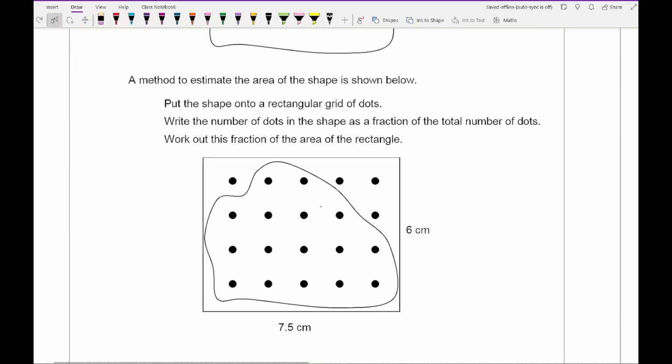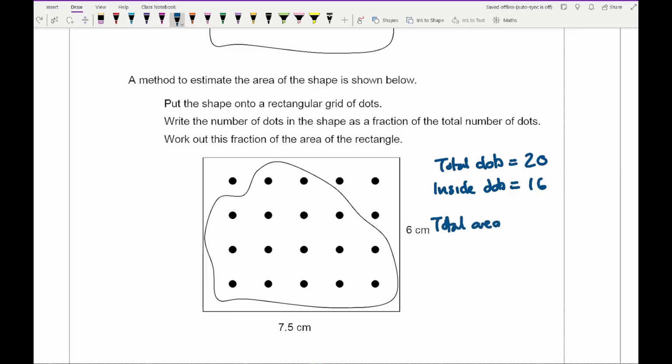So for this, we know that the total number of dots is 20. So the inside dots is 16. The total area is 6 times 7.5, which, if I quickly type that into my calculator, gives me an answer of 45 centimetres squared. So to work out the area using this method, it's going to be 16 over 20 multiplied by 45, which gives me an answer of 36.